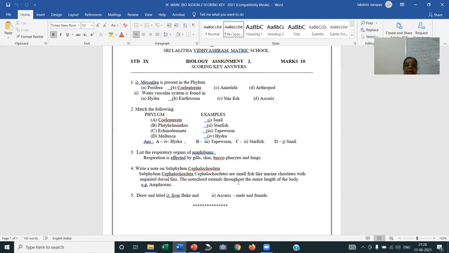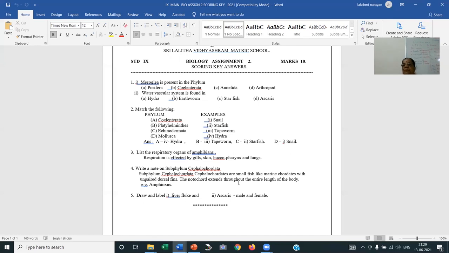Then question 4, write a note on subphylum Cephalochordata. They are small fish-like marine chordates with unpaired dorsal fins. Subphylum Cephalochordata are small fish-like marine chordates with unpaired dorsal fins. The notochord extends throughout the entire length of the body.